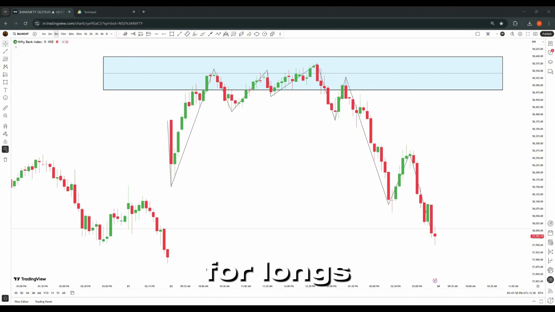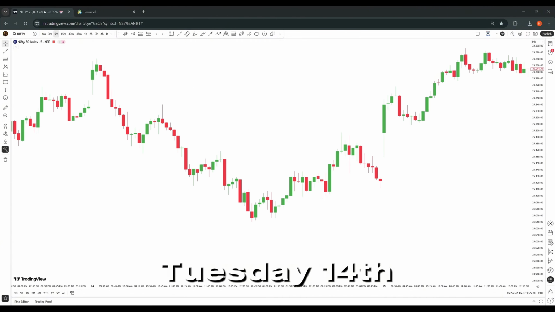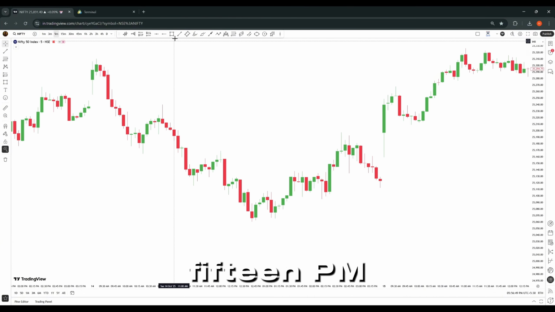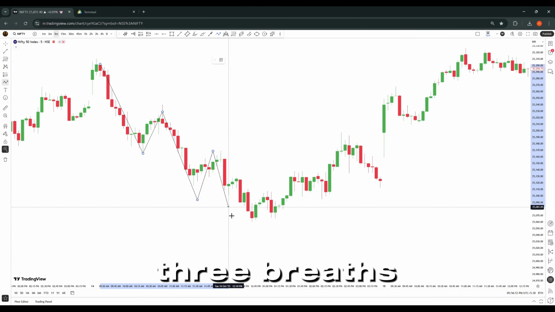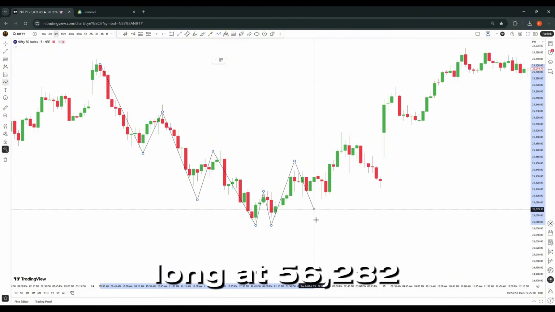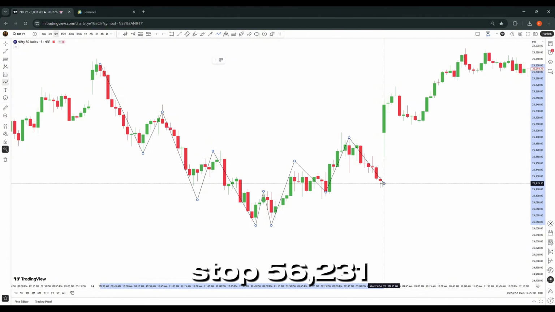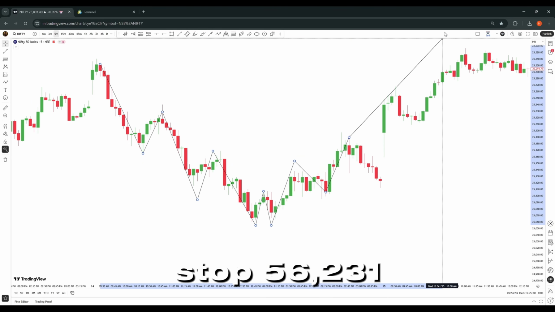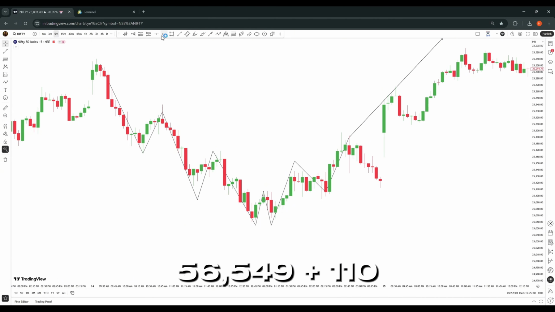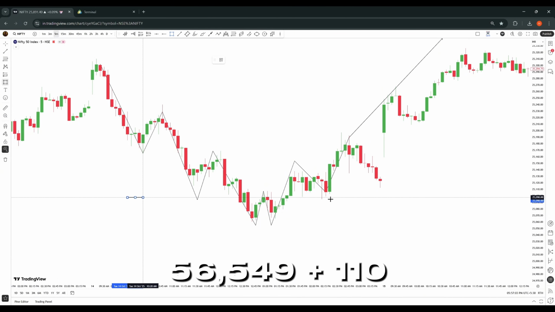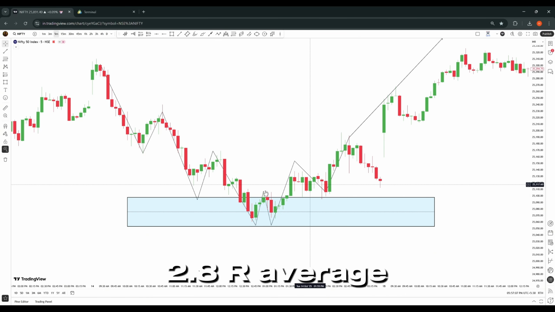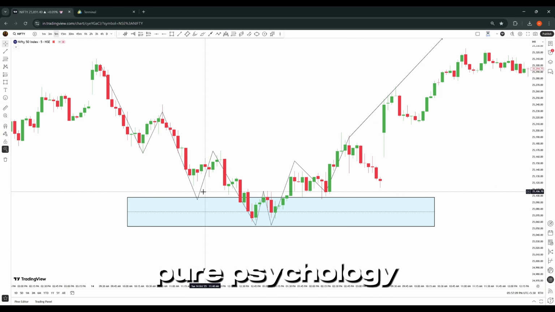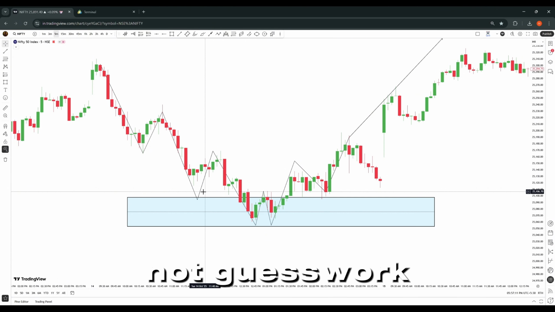In reverse for longs, look for weak reds with lower wicks after dumps. Tuesday, 14th October, 12:15 p.m. Dump to 56,252. 3 breaths. Long at 56,282. Stop 56,231. Rip to 56,549. Plus 110 points. This nails 65% wins with 2.8R average, because it's pure psychology, not guesswork.